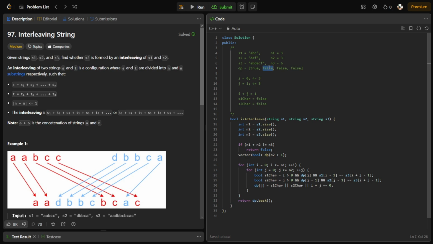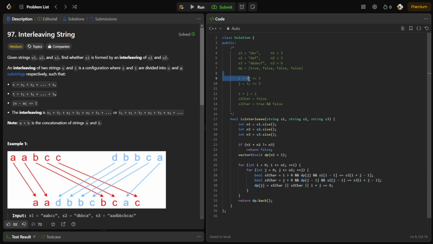Right. Next, j will increment to 2. This will become false. This will stay false for the duration of this for loop. This is true, this is false, right? j is now 2. So 2 minus 1 is false. So when it is false, false, false, dp[j] is false. Same for this as well, right? Technically, because dp[j minus 1] is false as well. Alright, so that's the first loop done.